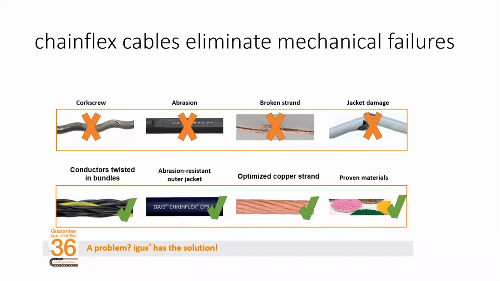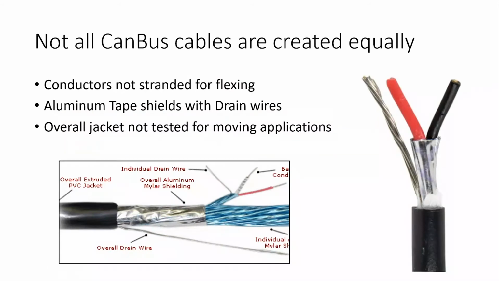So the CANbus cables in the industry, there are a lot of choices. Our Chainflex cables are made to reduce or eliminate mechanical failures. So here are the types of cable failures we see in the field: corkscrew, abrasion, very popular here, broken conductors, and jacket cracking due to temperature or whatever, oil exposure, those types of things. All of our Chainflex cables are designed for continuous flex, and in particular CANbus. We'll say that not all CANbus cables are created equal.